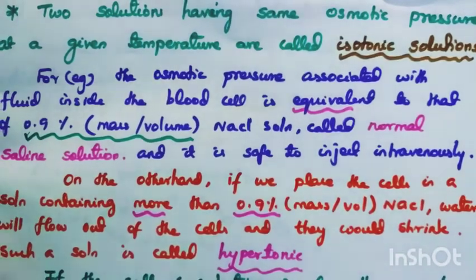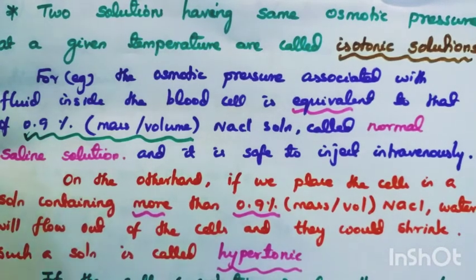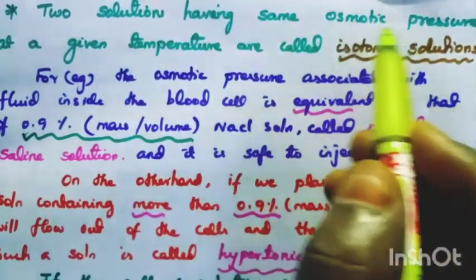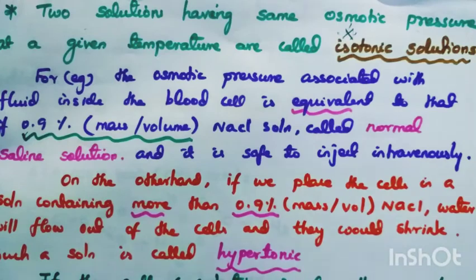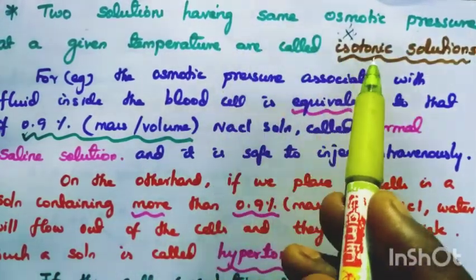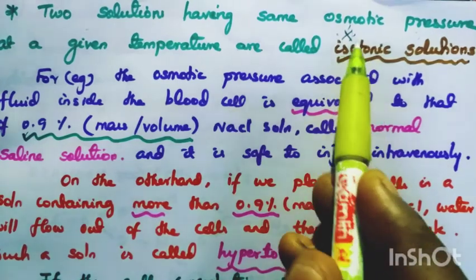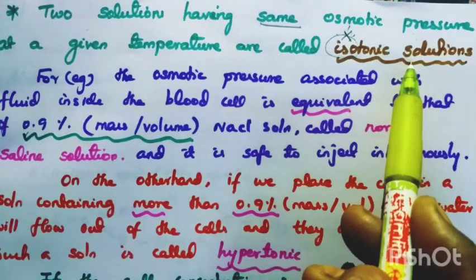So we are studying about osmotic pressure. Two solutions having the same osmotic pressure are called isotonic solutions. Important one-mark question: two solutions having the same osmotic pressure at a given temperature are called isotonic. Iso means same, so same osmotic pressure is called an isotonic solution.